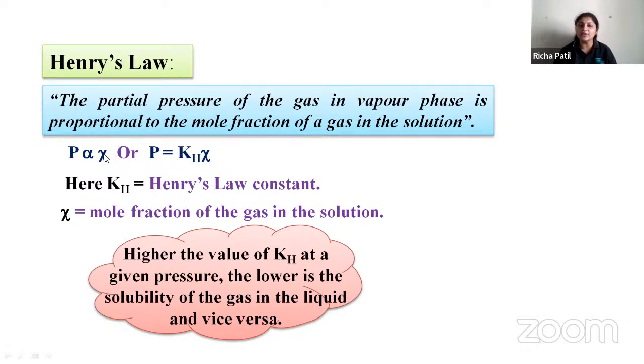Or if you remove the proportionality constant, they have introduced the constant KH, called Henry's law constant. This side indicates the mole fraction of the gas in the solution. So the higher the value of KH at a given pressure, the lower will be the solubility of the gas in the liquid, and vice versa. So this is Henry's law.